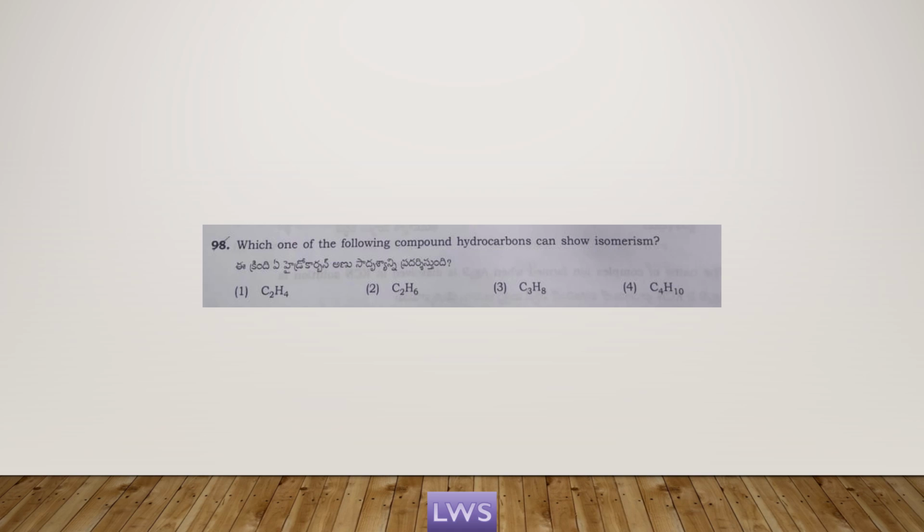Which of the following can show isomerism? So what is the rule? To show isomerism there must be a minimum of 4 carbons. A minimum of 4 carbons can be seen in option 4. So C4H10 is your answer. So this can show isomerism.